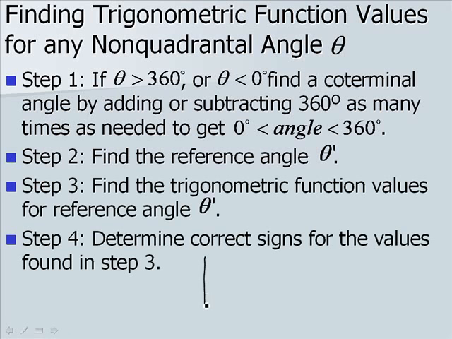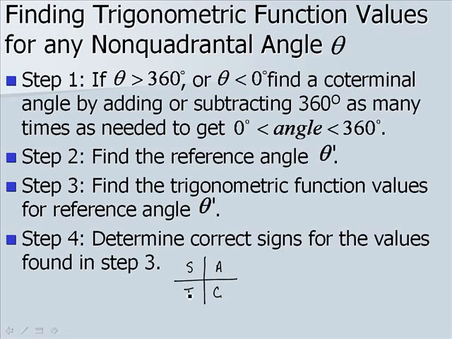Now, this is laying out to use the table I previously told us about, CAST, where we see that cosine is positive in quadrant 4. All trig functions are positive in quadrant 1. Sine is positive in quadrant 2, and tangent is positive in quadrant 3.